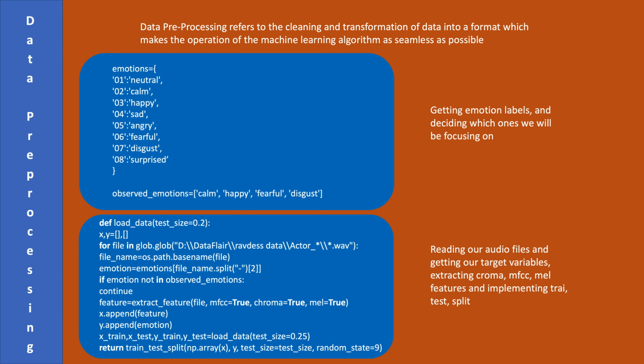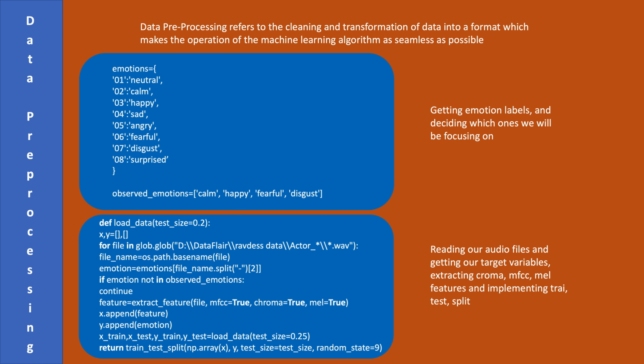Then we are defining our load data. So we are saying our test size is going to be 25%. We are declaring our x and y arrays, and then we are saying for file in data. So this is whichever column you have stored it in. So we are saying for every file in our RAVDESS data folder, take every possible actor with whatever name or whatever numbers it has next. Take every file which starts with the word actor, which will be all the files, and read them one by one. Okay, and create an emotion variable.